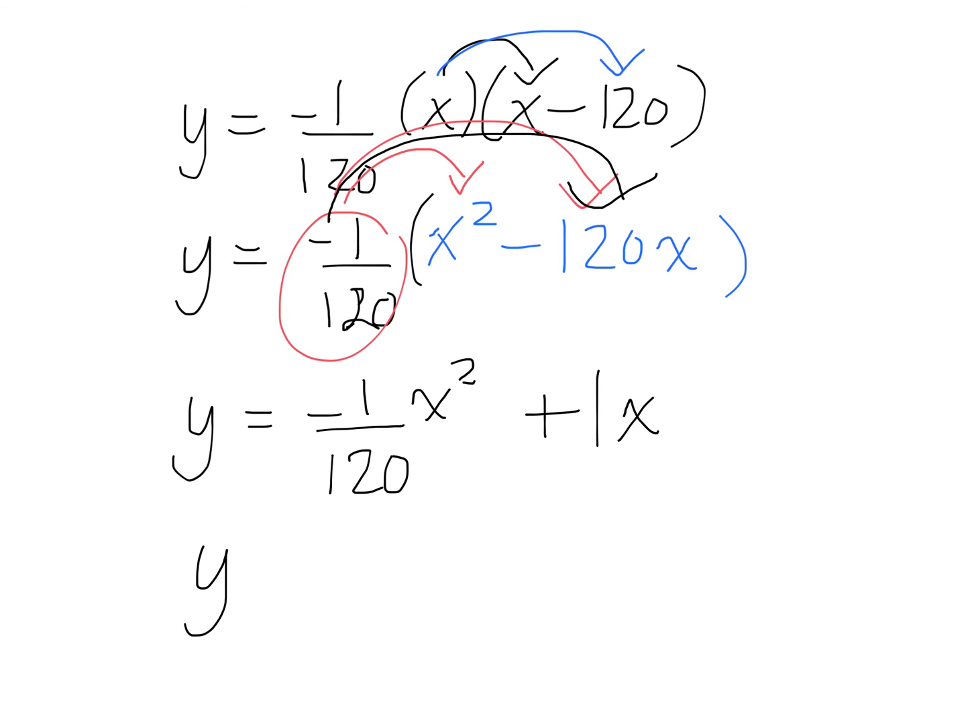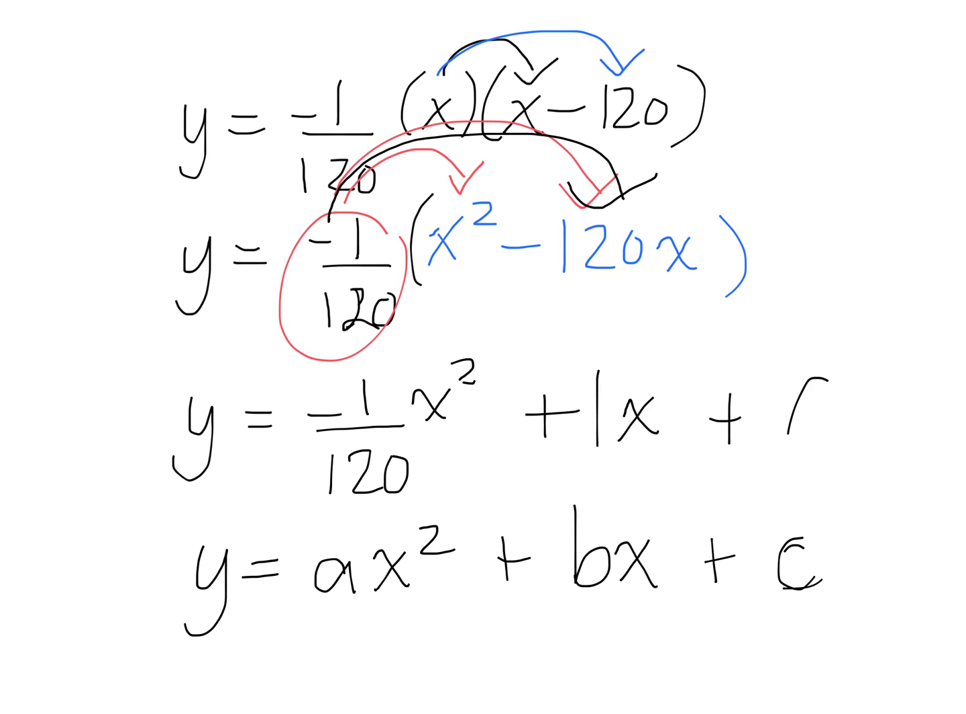That's it. Okay, now this is in standard form. AX squared plus BX plus C. What's C? 0.